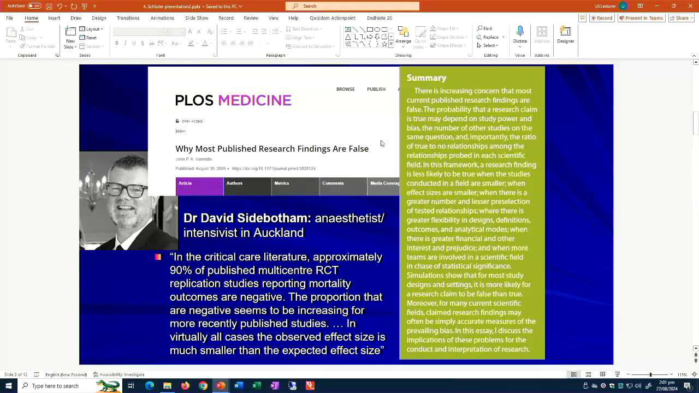What David is reflecting has actually been recognized within the literature.